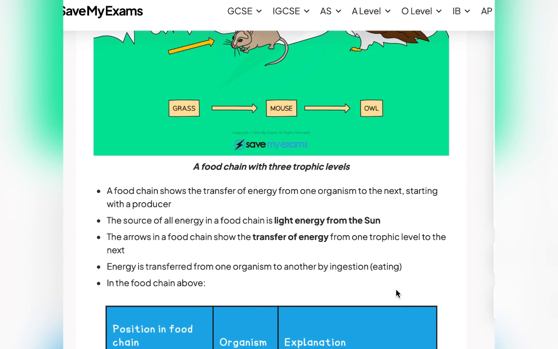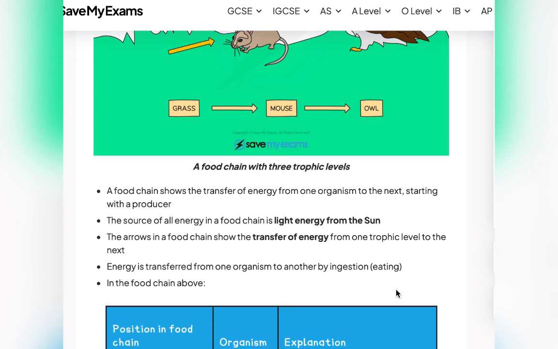The source of all the energy in the food chain is the light energy from the sun. So this is the source of the energy in any given food chain. And then the arrow in the food chain shows the transfer of energy. When we say eaten by, it is simply showing how energy moves from the producer to the primary consumer, to the secondary consumer, to the tertiary consumer, to the quaternary consumer, and to the decomposers. So this arrow shows the transfer of energy through the entire trophic levels in the food chain or food web. We're going to talk about the food web.